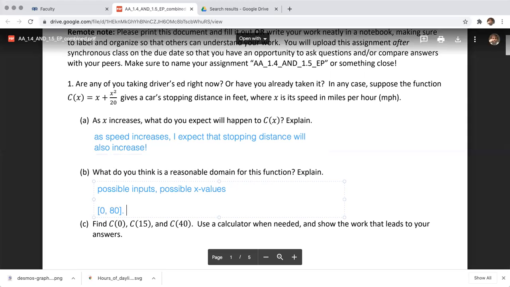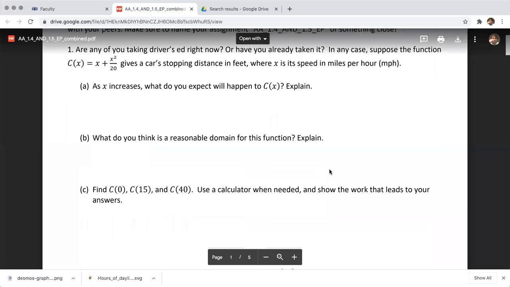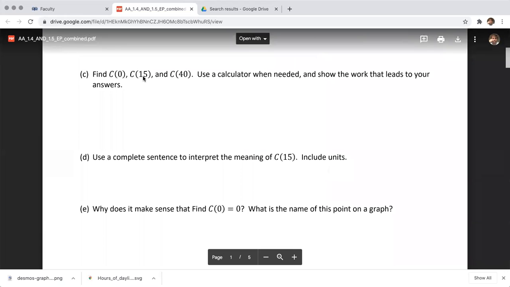So we'll say 0 to 80, or in set builder notation, we could say x such that 0 is less than or equal to x, which is less than or equal to 80, right? And remember that the brackets here mean that we are including those values. We want to be able to go 0 miles per hour, and we want to be able to go 80 miles per hour. Okay, that seems good. So I'm going to clear these out and scroll down. Find c of 0, c of 15, and c of 40.